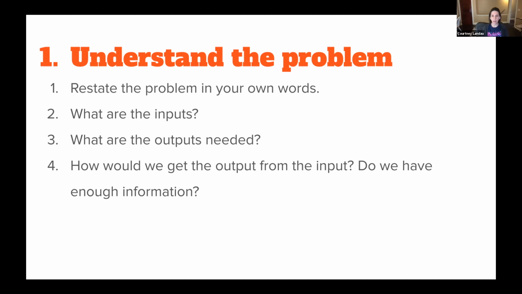And so how would we get the output from the input? In this case, I see 2 main steps, which are adding the inputs and determining whether that sum is even or odd. How I would go about doing that is getting the remainder when divided by 2. And if it's 0, then I would say that it's even, if not, odd.